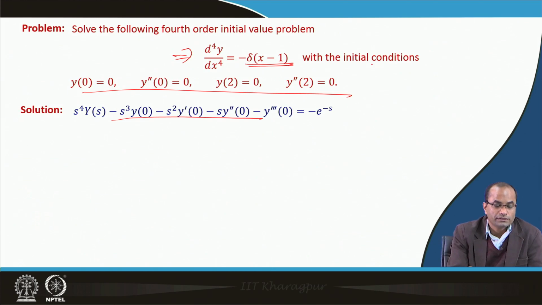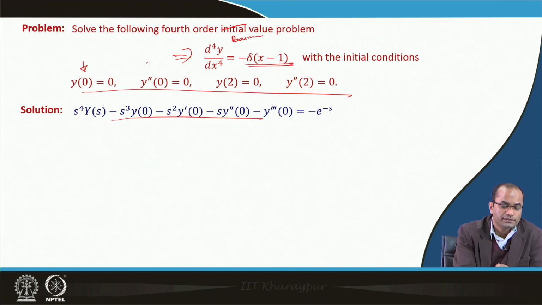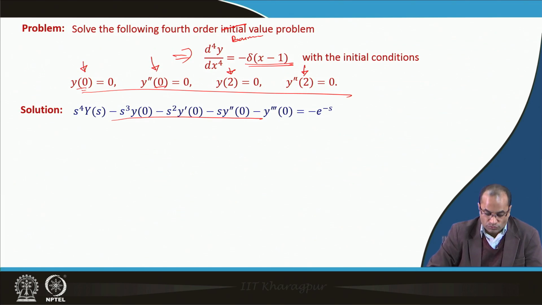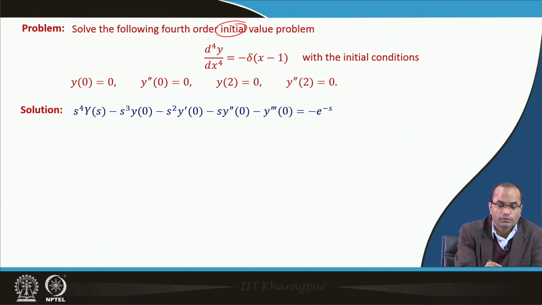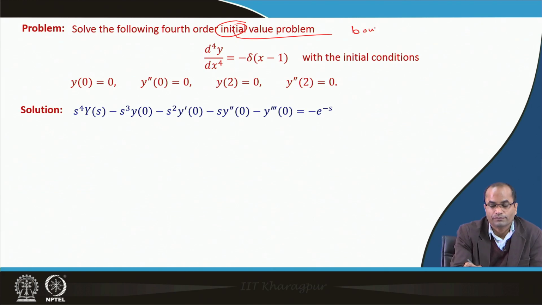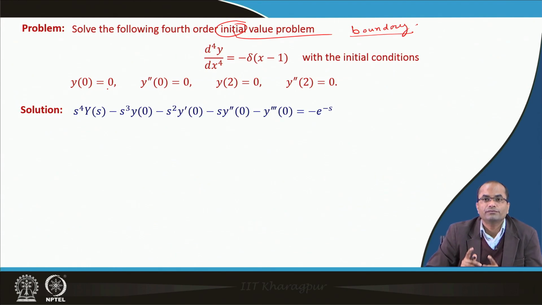Sorry, they are not initial conditions; this is actually a boundary value problem. It is a boundary value problem because these conditions are given at 2 points: two conditions are given at 0 and the other two conditions are given at 2. So, this is not an initial value problem, it is a boundary value problem, where the conditions are given at 2 different points.